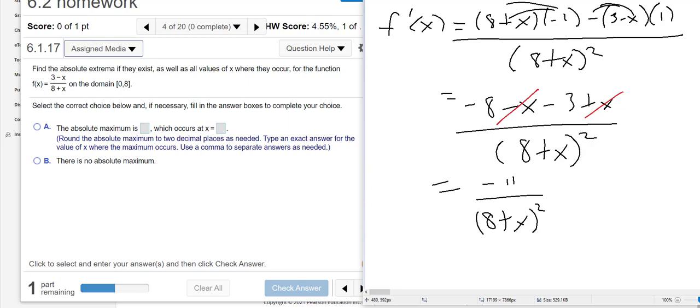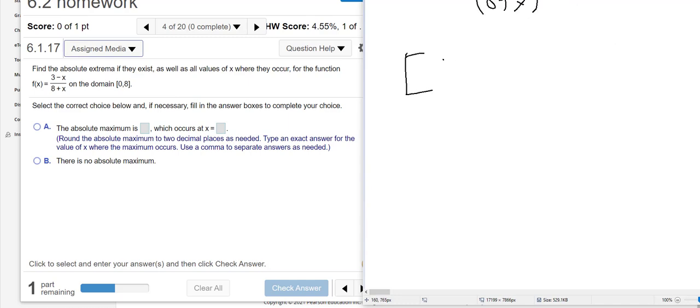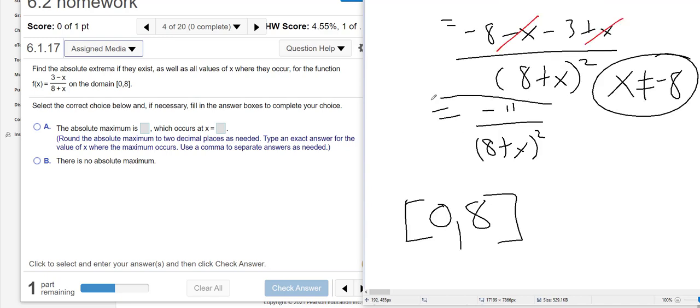Now, both the original function and the derivative don't exist at negative 8, so x can't be negative 8, but we don't have to worry about that because they gave us an interval from 0 to 8, and negative 8 is way outside of that range. Now, there are no critical values for this function because the denominator can never be 0, so we would set the numerator equal to 0. But since it's a constant, there are no critical values.